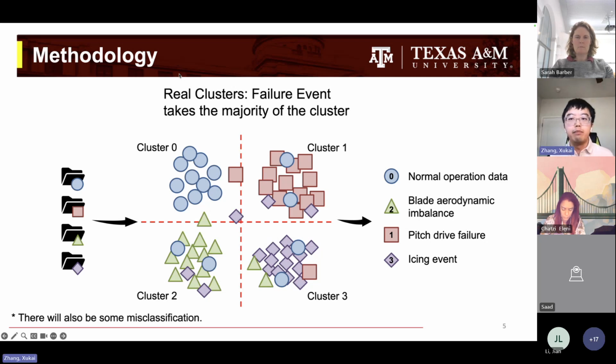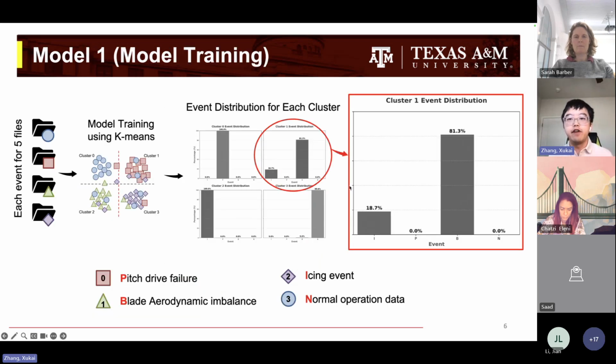Now let's take a look at our model 1. For training, we selected 5 files from each event. Each contains the 10 minutes of health monitoring data. After combining the data and applying the necessary pre-processing, we trained the model using K-means. K-means is computationally efficient, easy to implement, and works well when clusters have clear separation. Instead of jumping straight to more sophisticated models, we started with a simple approach and gradually increased complexity.